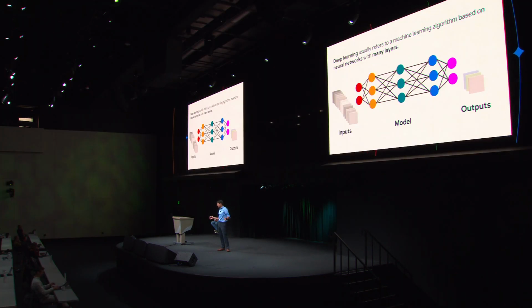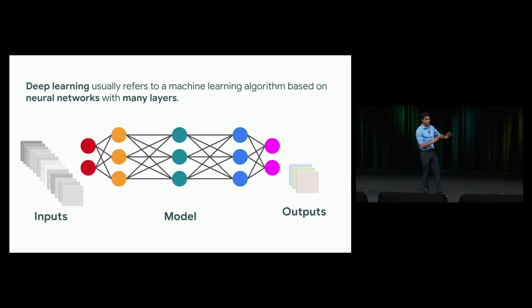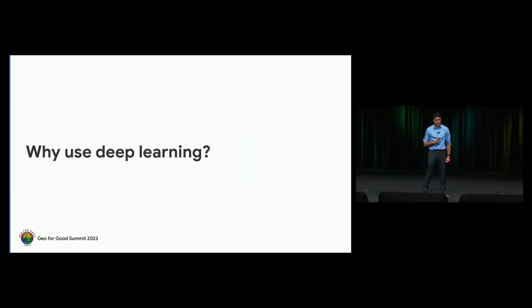Before I go into that detail, I just want to review what I mean by deep learning. Essentially, it just means a neural network that has more than one hidden layer. But for convenience, I'm just going to mean anything you do in TensorFlow or PyTorch outside of Earth Engine is going to be deep learning. Right. So why would you even use deep learning?